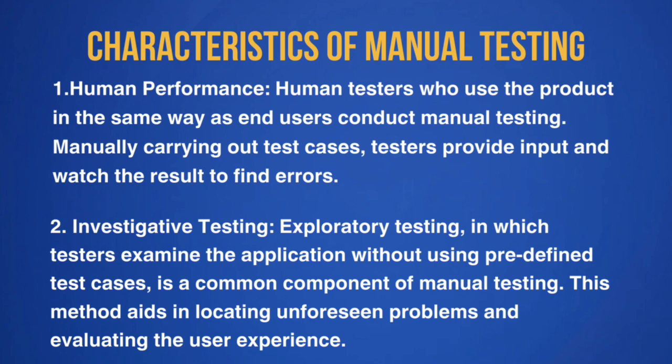Human performance. Human testers who use the product in the same way as end users conduct manual testing, manually carrying out test cases. Testers provide input and watch the result to find errors. Second characteristic is investigative testing. Exploratory testing, in which testers examine the application without using predefined test cases, is a common component of manual testing. This method aids in locating unforeseen problems and evaluating the user experience.